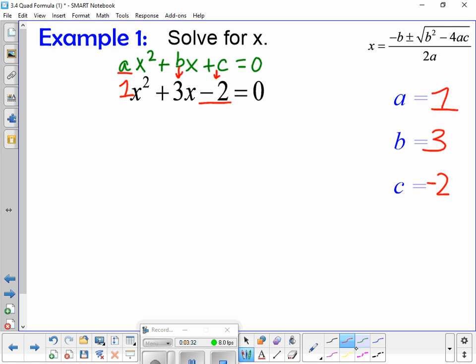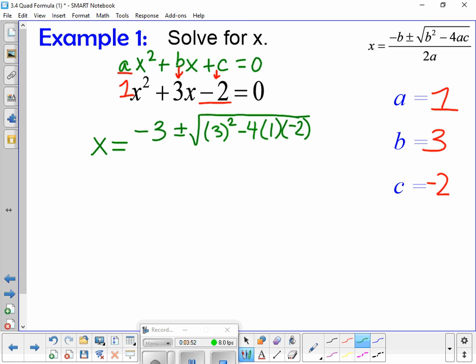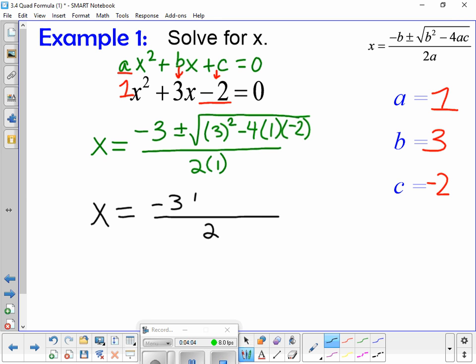So the quadratic formula tells us that if we want to solve this equation, then x is negative b, so in this case negative 3, plus or minus the square root of, we want to take b and square it and subtract 4 times a times c. c is negative 2, and that whole thing is going to be divided by 2 times a. So the negative 3 I'm going to leave alone for a minute, and the denominator is 2.